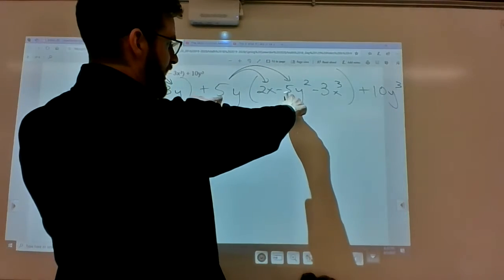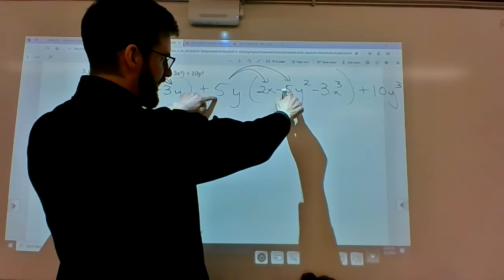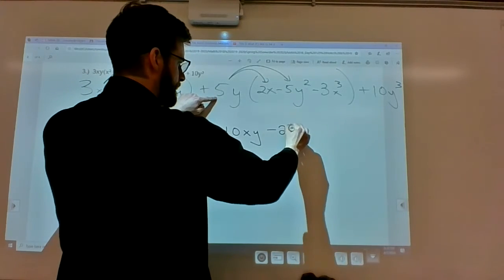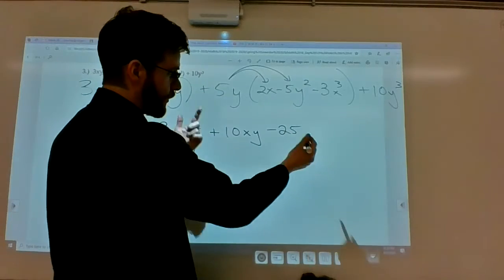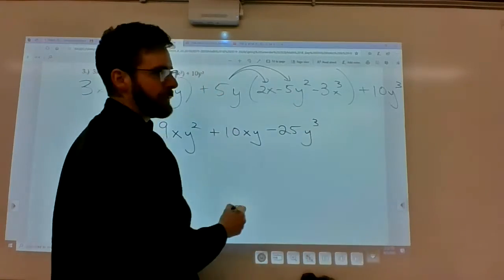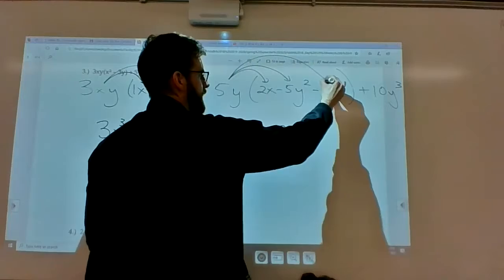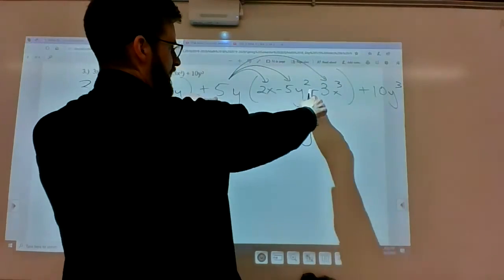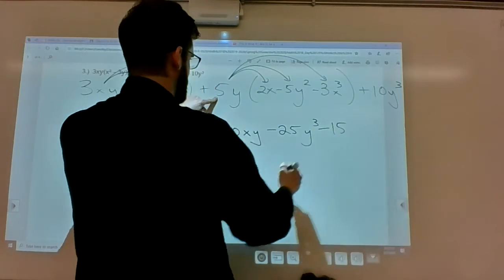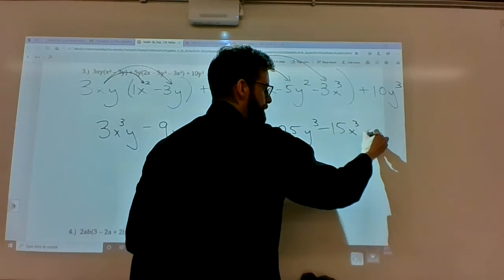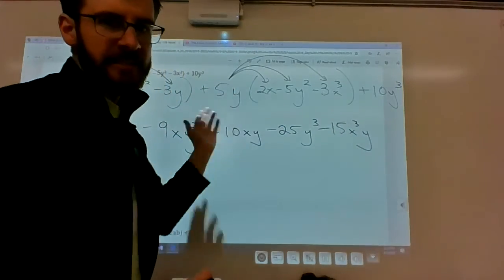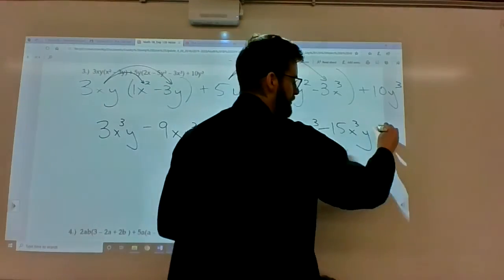5y times negative 5y squared, you take the coefficients, 5 times negative 5, negative 25. Y times y squared, that's going to be y cubed. No x's in the picture here. And then you take 5 times negative 3, that's negative 15. The y times the x cubed, just write it as x cubed y. And then you tag along the plus 10y cubed at the end.